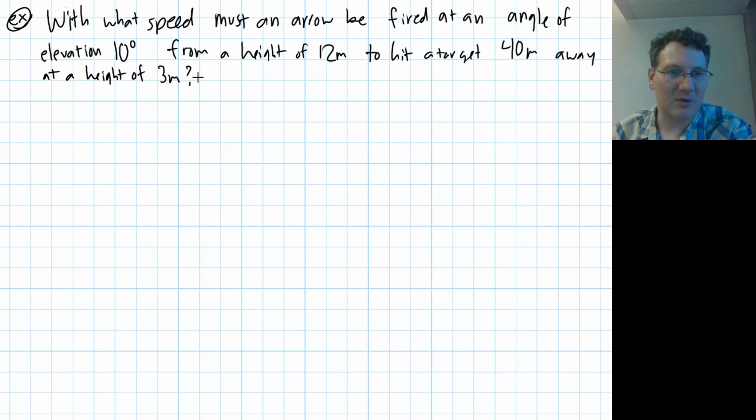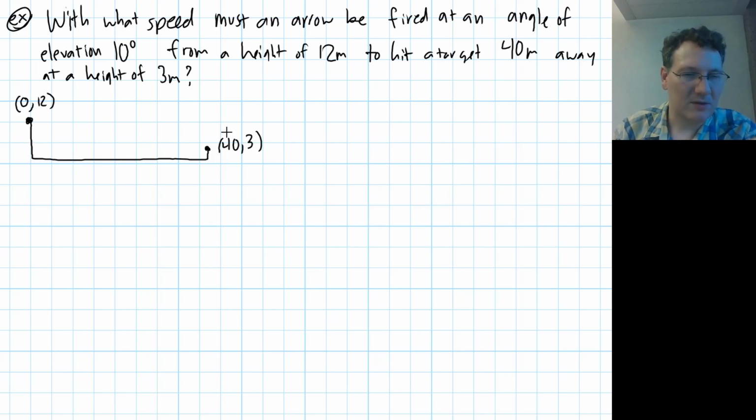So let's take a look at this one. With what speed must an arrow be fired if the angle of elevation is 10 degrees and the height that it's fired from is 12 meters? Now it's trying to hit a target 40 meters away at a height of 3 meters. So what we have is this. The starting point is the position, let's say 0, 12, and the angle of elevation is just 10 degrees. And so we want to hit that target.